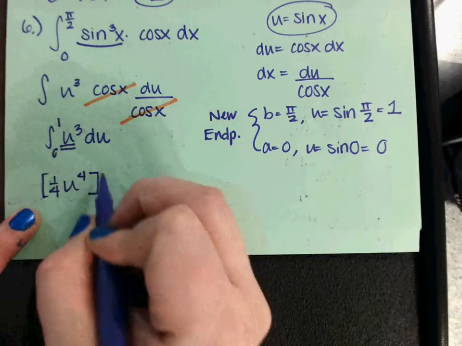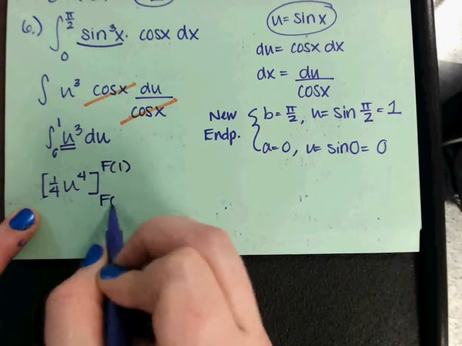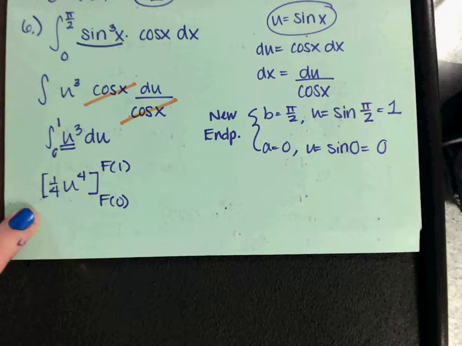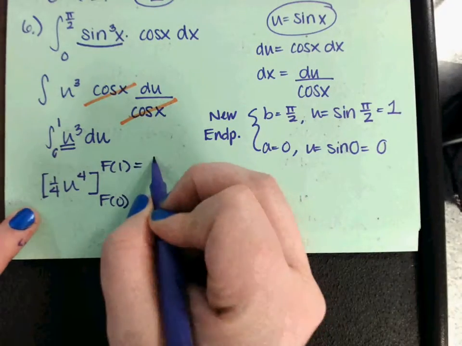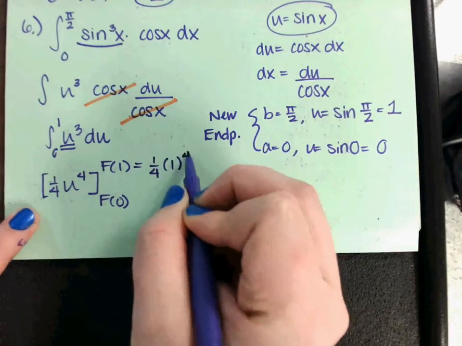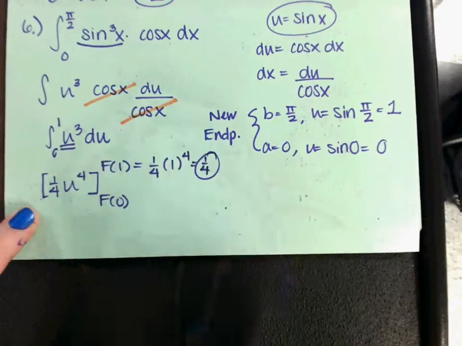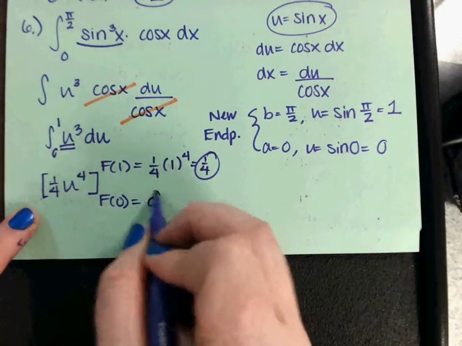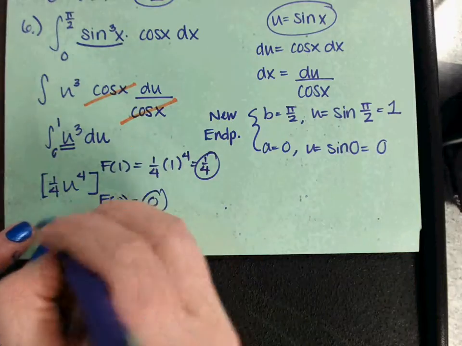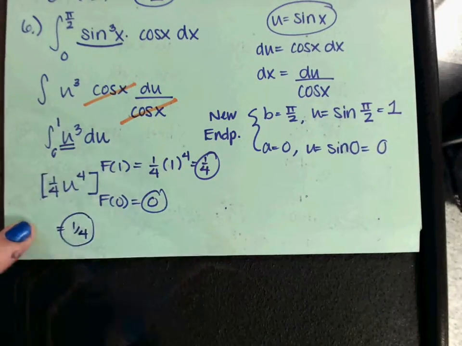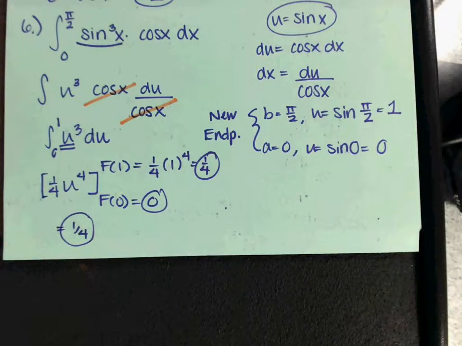Then I would plug in capital F of 1, capital F of 0. Plug in 1, you get a 4th of 1 to the 4th, which is just a 4th. Plug in 0, you get 0. Subtract, you get a 4th. Good?